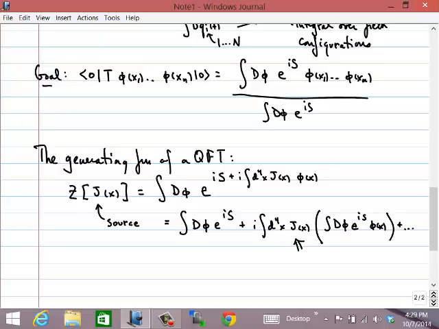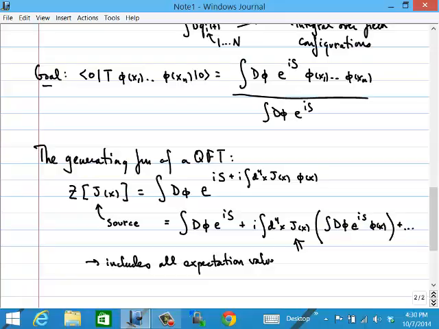So that means that if we can compute this generating function Z, then we have in one fell swoop computed all of the possible time-ordered expectation values in the theory. So this generating function includes all possible expectation values. And the way that you would extract an expectation value, let's say you're interested in computing the 4-point function, you would just take the Z and expand it to fourth order in J.